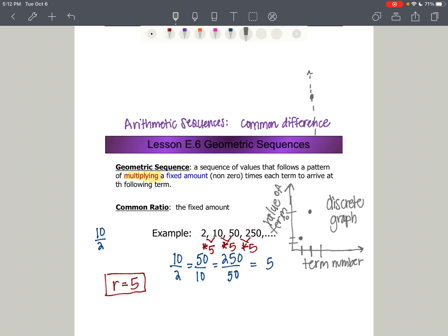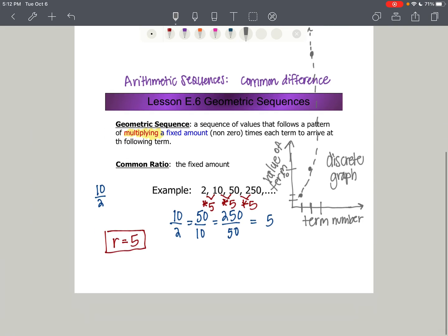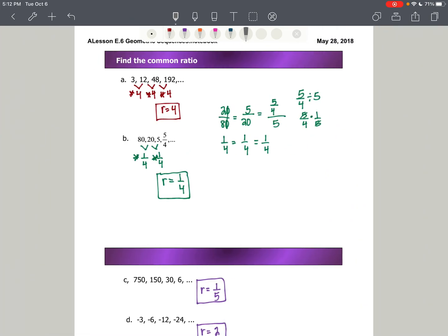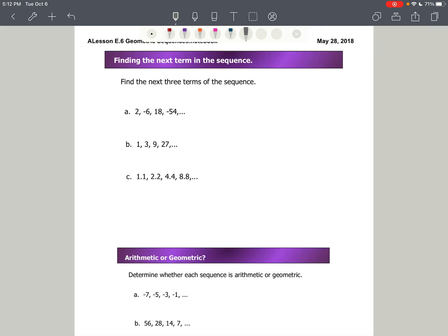Sometimes we connect the dots just to show that we can. And do you see the little bit of a curve there? That's important. That little bit of a curve is really important when we're talking about graphs of these geometric sequences. Okay, so fantastic.